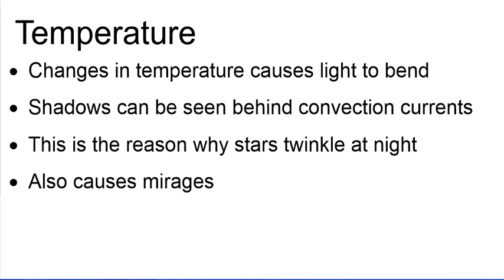Now, temperature can also cause light to bend. And so in this case, when we have a shadow due to temperature, it's because light is refracting. That's important. Light is refracting and moving away from something, so the light rays aren't touching there, which allows you to be able to see convection currents through the air or even through liquids.